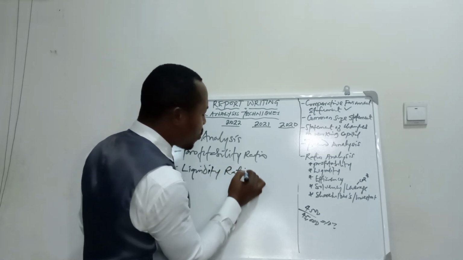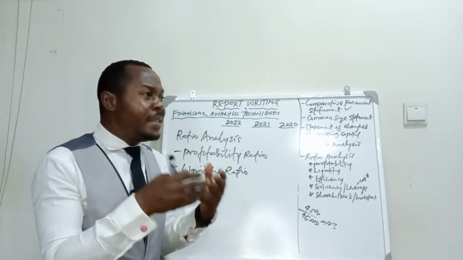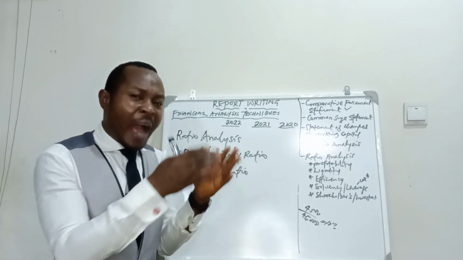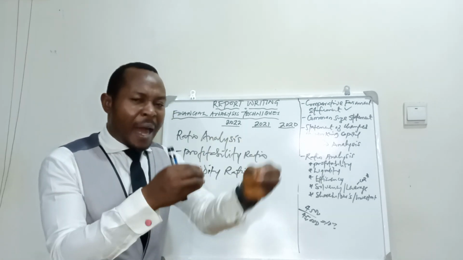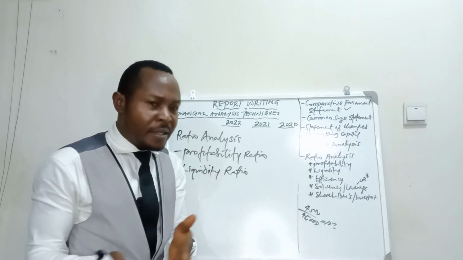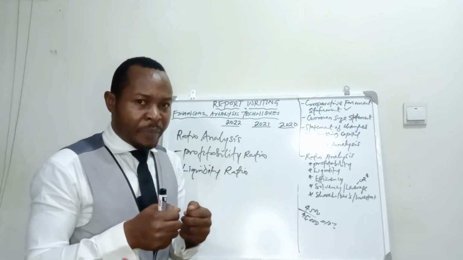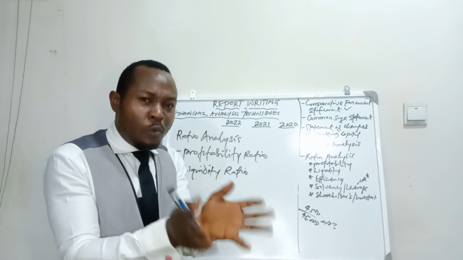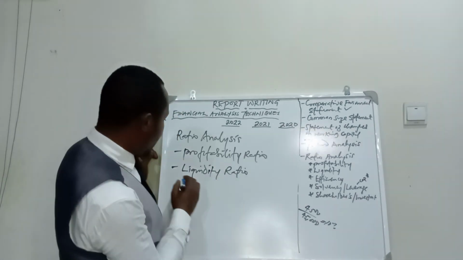Liquidity ratio talks about how easy it is for an entity to have the funds, either in cash or cash equivalent, to be converted or to pay back their debt within the particular year. I hope this is clear to us. Okay. That is number two.